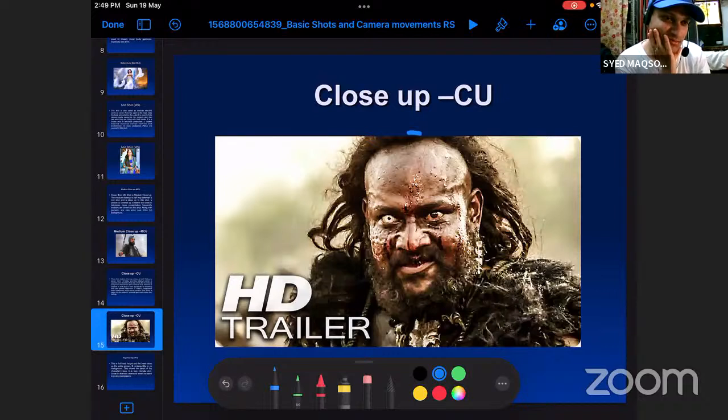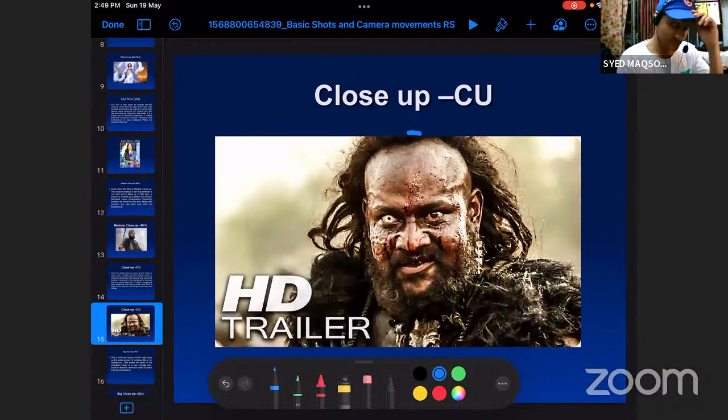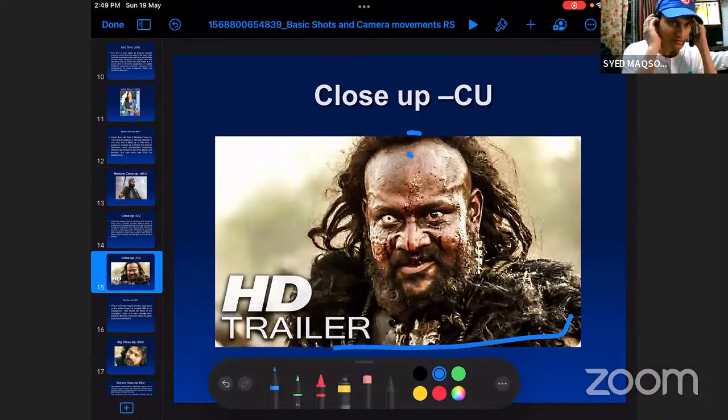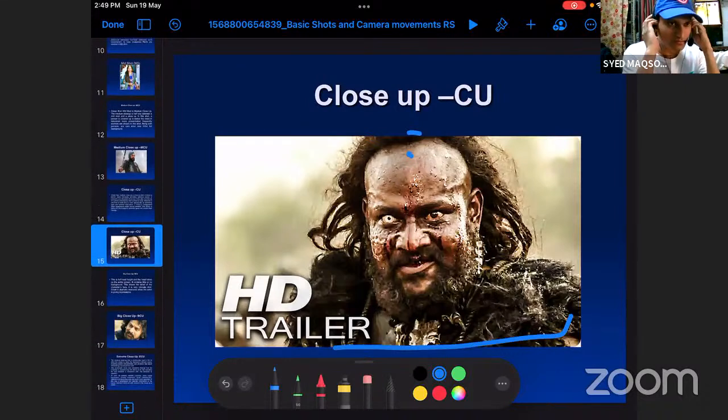Whenever you want to express something happening in your face, you change your facial expressions. This close-up shot is used. This shot covers your head as well as part of your chest, up to your chest. This shot is called the close-up shot, or CU.